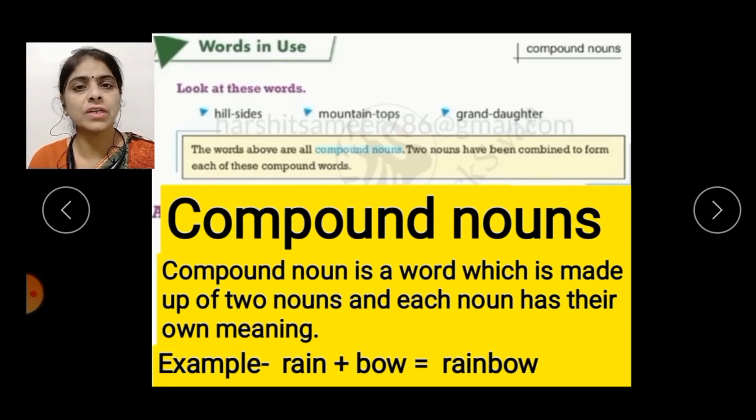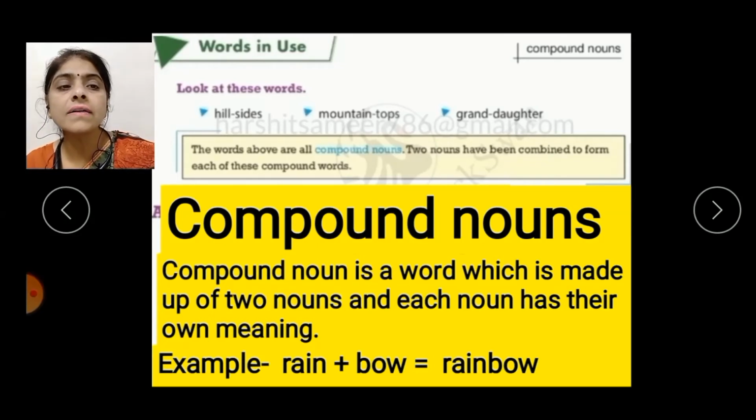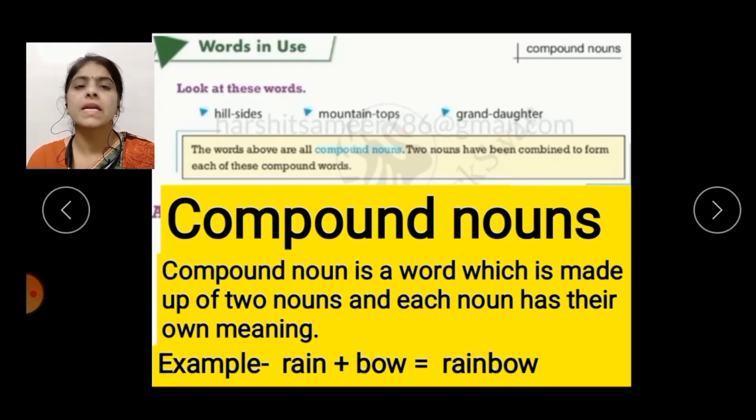So let's have the definition of compound noun. Compound noun is a word which is made up of two nouns and each noun has their own meaning. Let's have an example. Here you can see we are having rain and bow. These are nouns and these nouns are having their own meaning. And when we combine these nouns, it becomes a compound noun. And the compound noun is rainbow. So rainbow is also having its own meaning. I hope it would be clear to you. Now let's have the exercise which is related to compound noun.